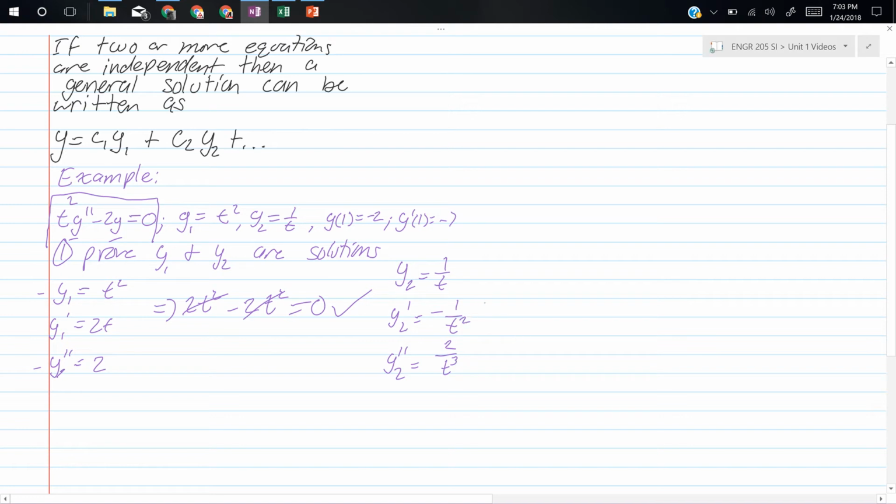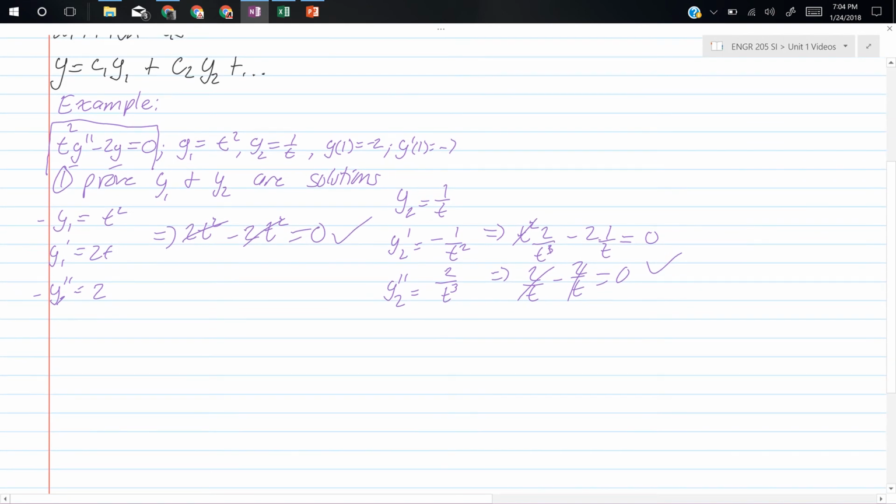So I'll plug this in, and I'll have t squared times y double prime, which is 2 over t cubed, minus 2 times 1 over t. And then this t squared will cancel out. Now I have 2 over t minus 2 over t, so these will cancel out, and it equals 0. So these are both solutions.